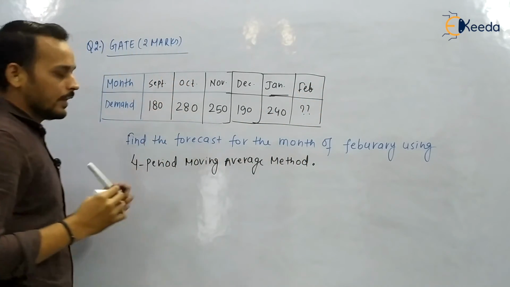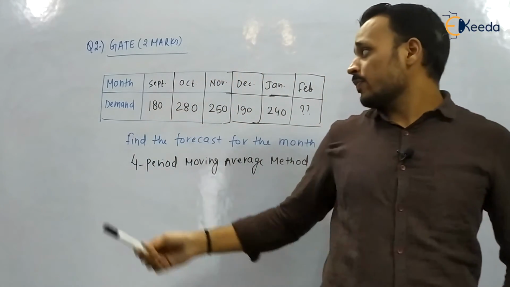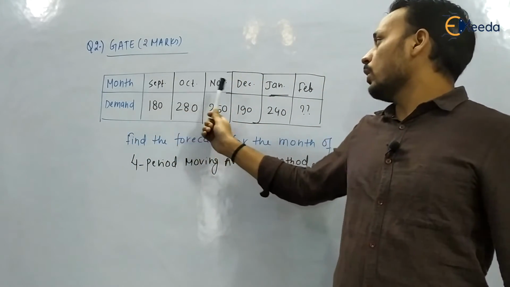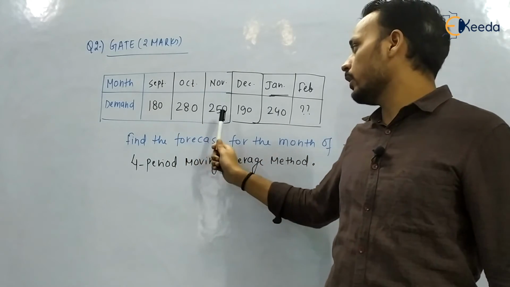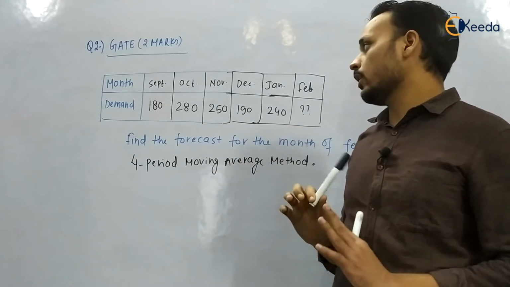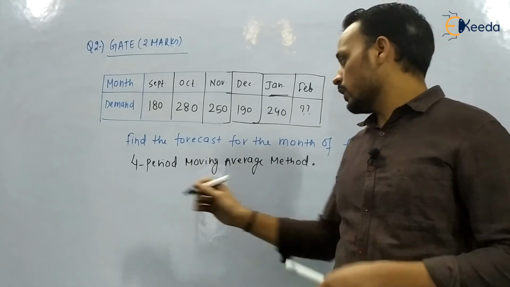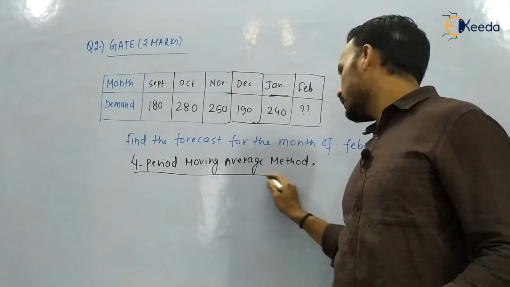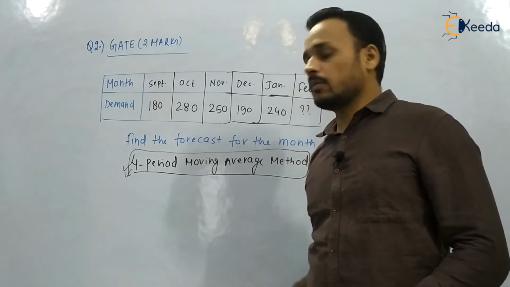This is a GATE 2 marks question. The months September, October, November, December, Jan have been given. The demand data is 180, 280, 250, 190 and 240. They are saying to find the forecast for the month of Feb using this 4 period moving average method.